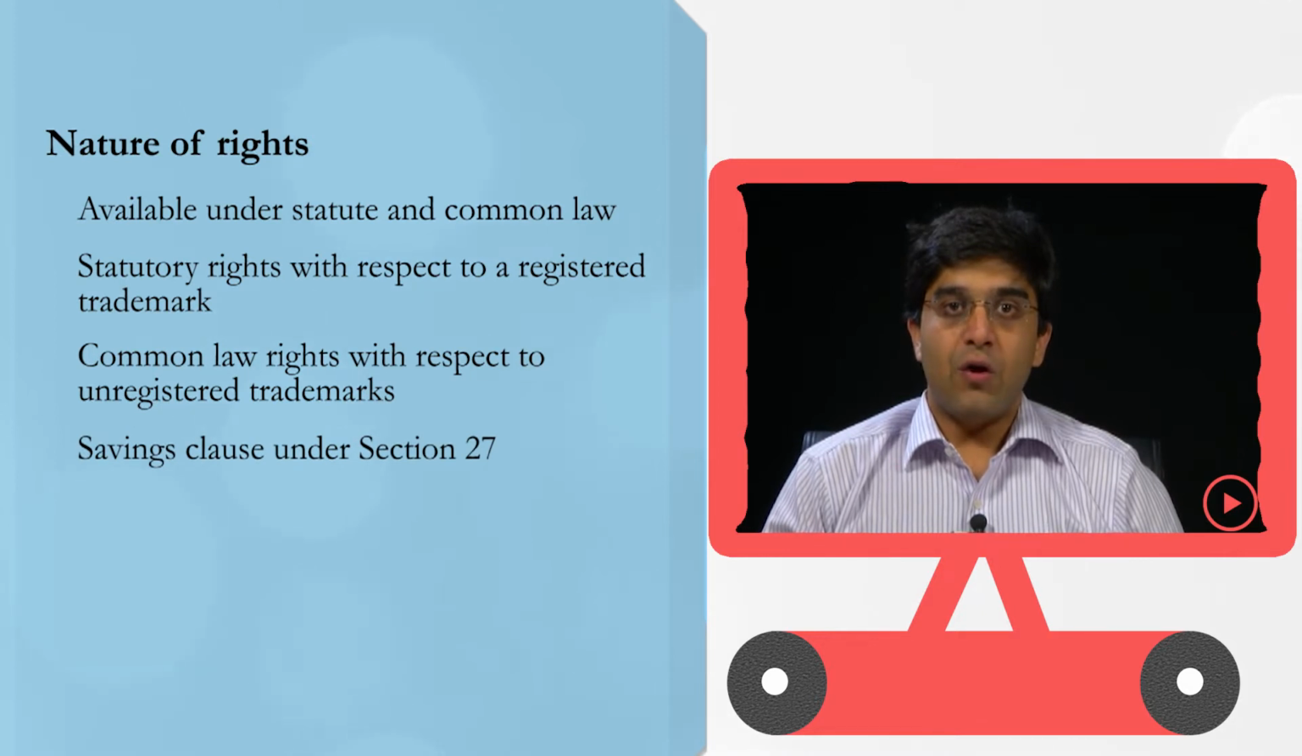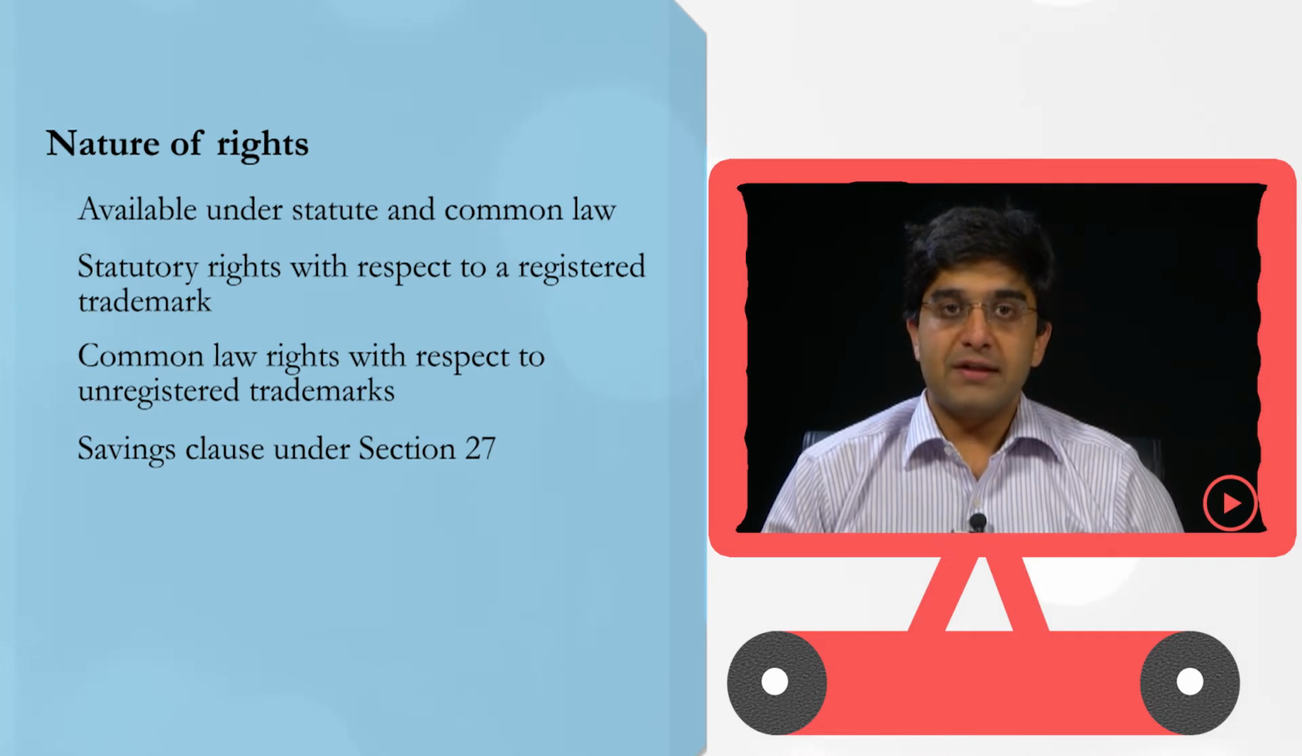Section 27 of the Trademarks Act is relevant here. Section 27 says that no suit for infringement of a trademark can be filed with respect to an unregistered trademark, but at the same time it contains a savings clause. It says that the first part of section 27 will not affect the ability of a person to claim passing off of an unregistered trademark. I hope you now understand the correlation between the statutory and common law rights available to a trademark proprietor.